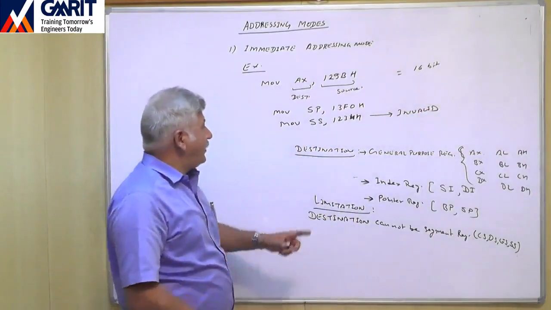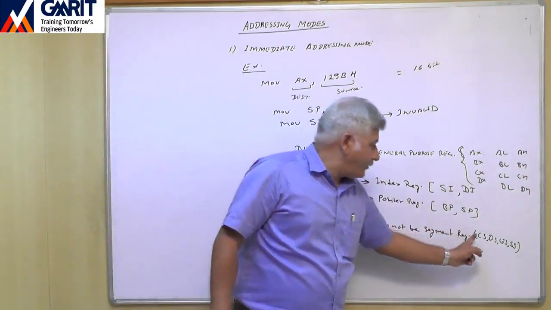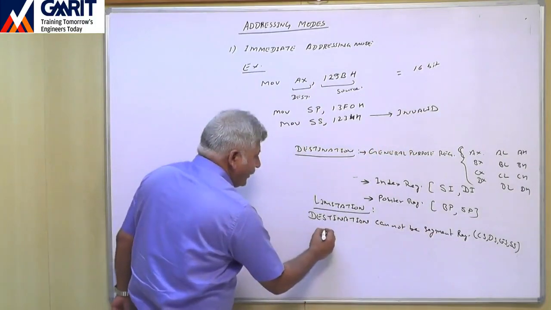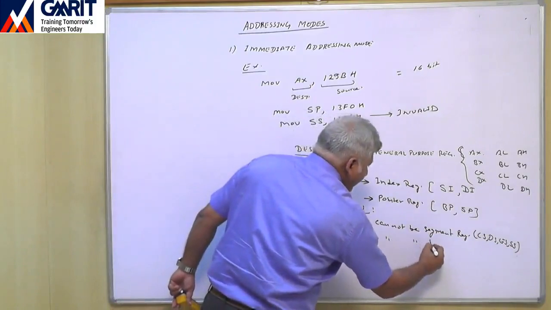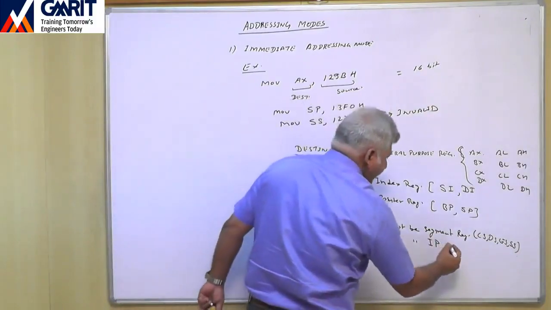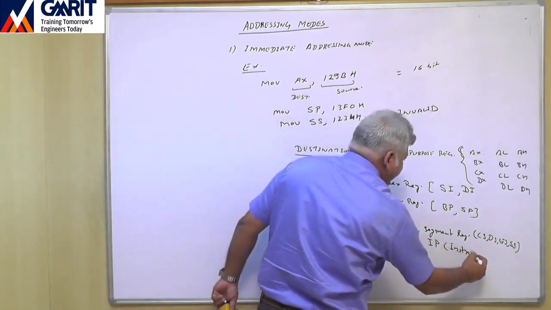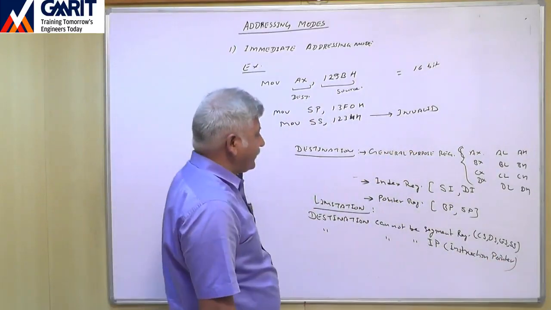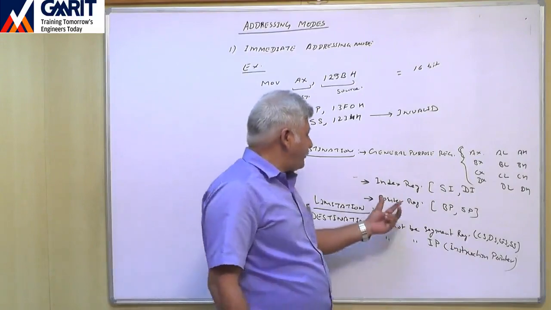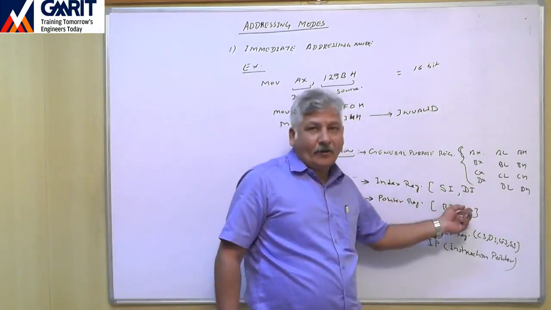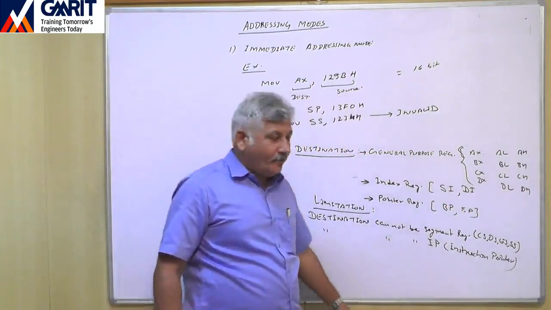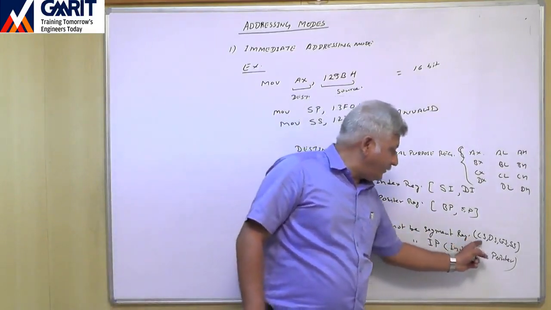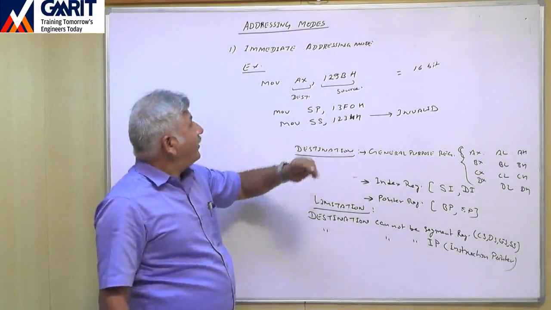So we cannot use these segment registers in destination. And another limitation is destination cannot be IP, instruction pointer. Instruction pointer cannot be our destination. So these are the limitations, because you see here from pointer register we use only base pointer and stack pointer. Whereas IP, instruction pointer, is also a pointer register, but we cannot initialize the instruction pointer as well as segment register by using immediate addressing mode.